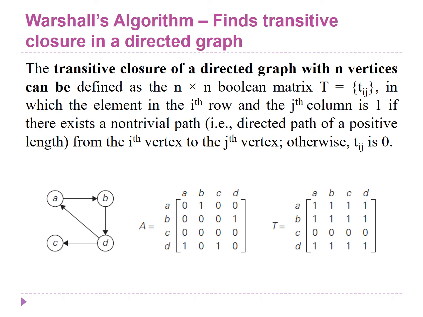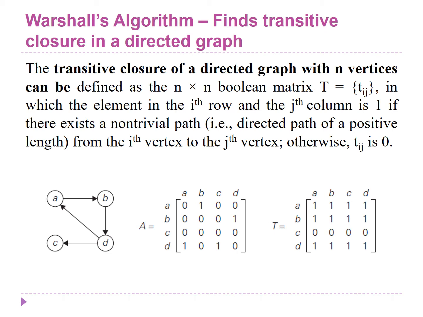Warshall's algorithm finds the transitive closure in a directed graph. The transitive closure of a directed graph with n vertices can be defined as an n cross n Boolean matrix T equals T suffix ij, in which the element in the ith row and jth column is 1 if there exists a non-trivial path from the ith vertex to the jth vertex, otherwise T suffix ij is 0.